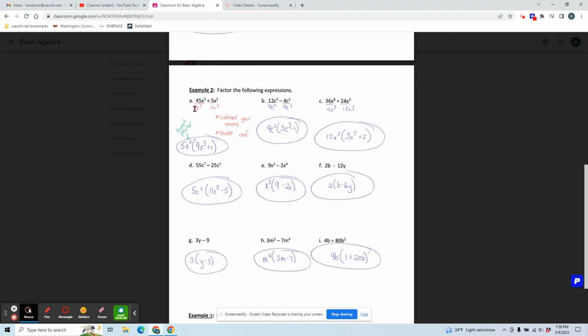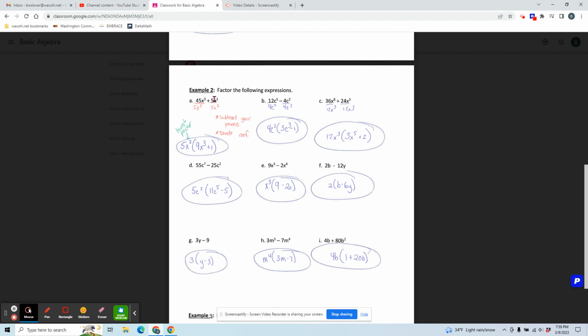So 45 divided by 5 is 9. x cubed divided by x squared. I subtract my powers, and that actually should say 9x to the first, not 9x cubed. That was a mistake on my part. So that should say 9x to the first power.